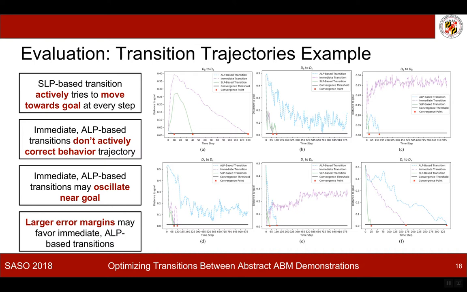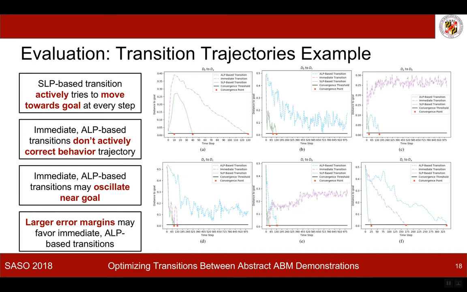Here we can see the results of those transitions. The purple line represents the immediate transition, the blue the ALP-based transition, and the green the SLP-based transition. The black line is the convergence threshold, and the red X is the convergence point if it achieved. You'll notice that for some of the behaviors, such as B to C, the ALP-based transition did not converge. This is also the case in behavior A to B for the immediate transition.